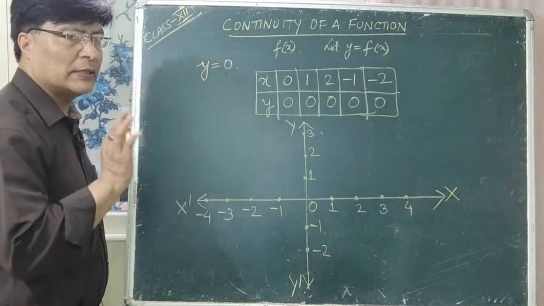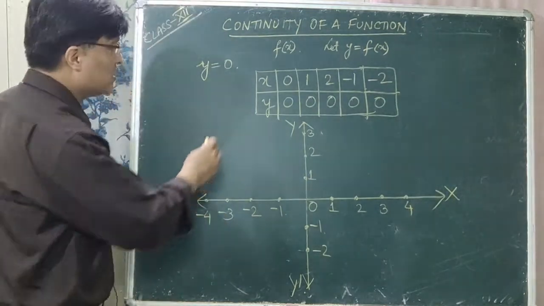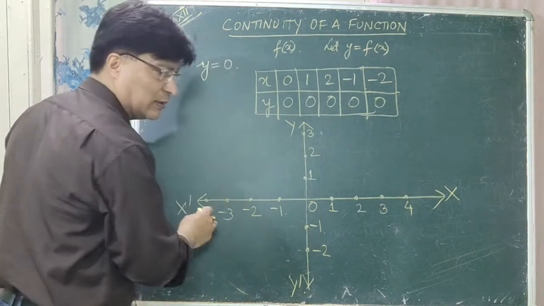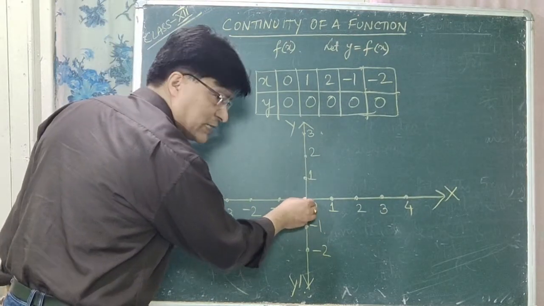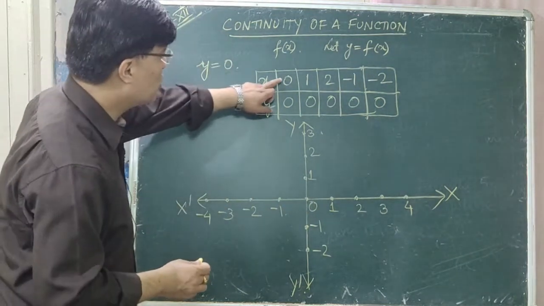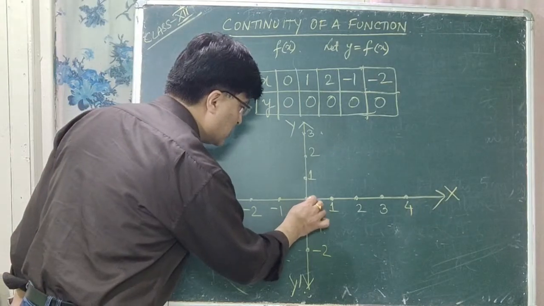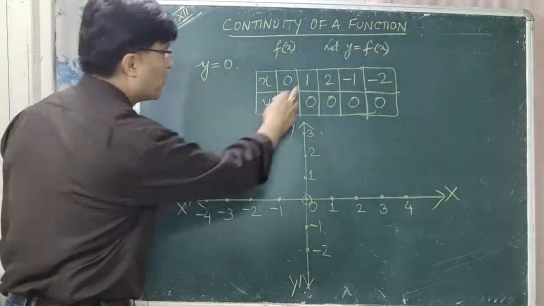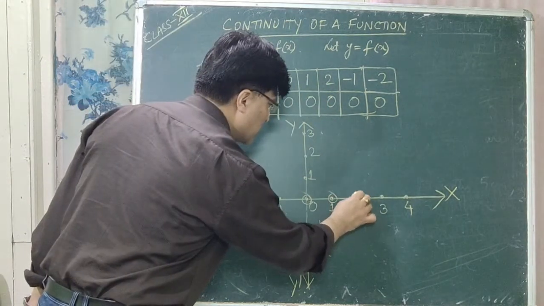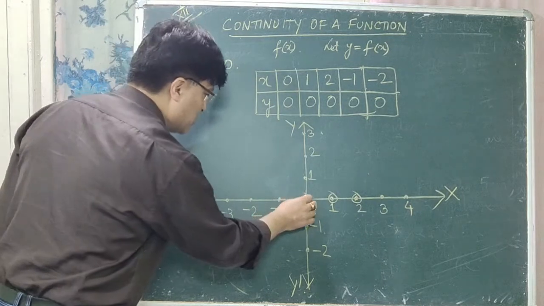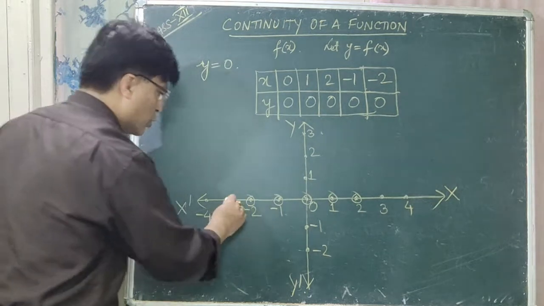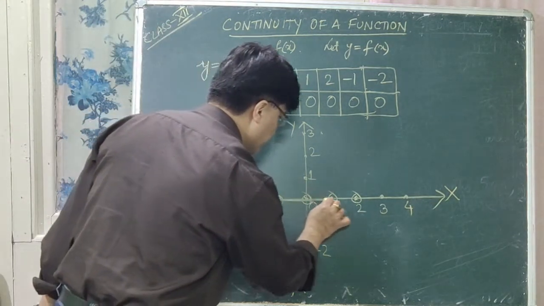Let us mark the first point, x is equal to 0, y is equal to 0, that is 0, 0. This O is the origin. 0, 0 lies here. This point is actually the origin. 1, 0 lies here. 2, 0 lies here. And -1, 0 lies here. -2, 0 is here.